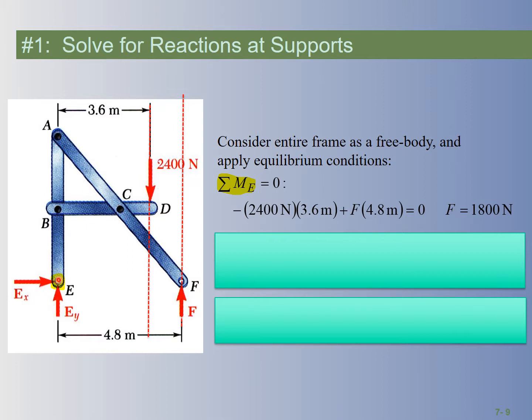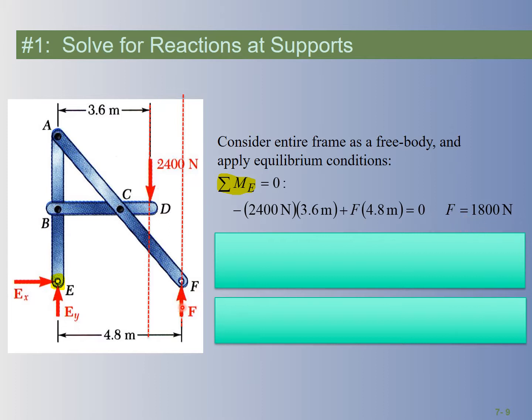So if we take the moment around point E, that is going to be our 2400 acting down times, this is 3.6 meters. So you see that 3.6, 2400, and that's going to be a negative moment. We're going clockwise from that 2400, so that's pushing back into the board. And then the other moment is the force at F, so we come all the way over 4.8 meters to the force at F, and that would create a positive rotation around E. So it's just 2400 versus F, and you solve for F.